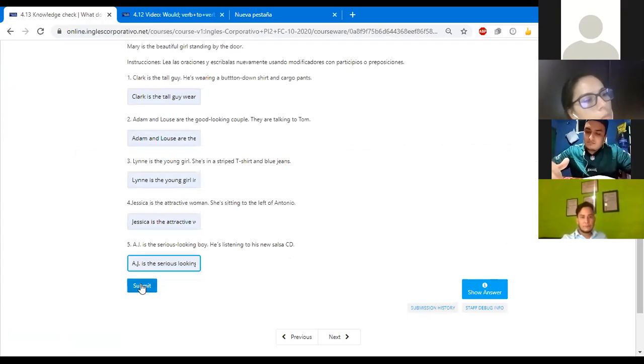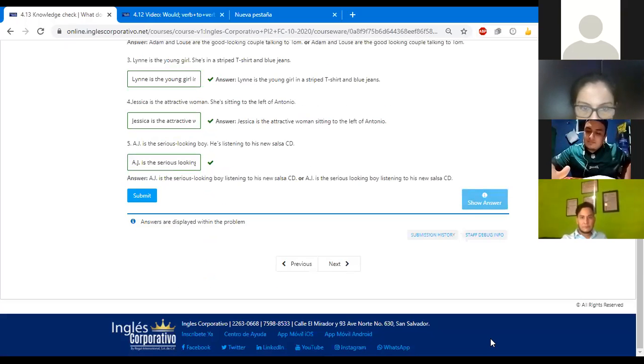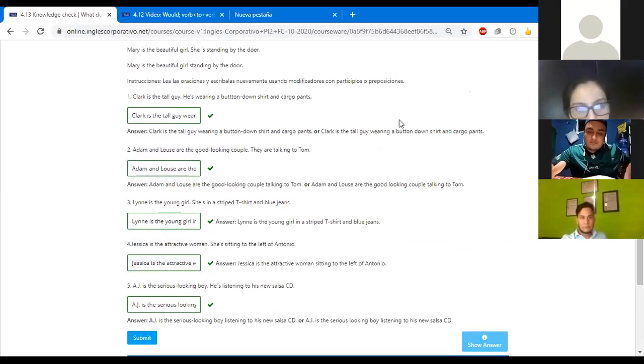This was the one we had. Veamos. Where is the tall guy wearing? Hay que tomar en cuenta. Buena pregunta. Vamos aquí. Pues mire, aquí dice. ¿Hay algún detallito? El punto al final. Clark is the guy wearing a button-down shirt and cargo pants. El punto lo tiene. Period, entonces. Si no tiene el period, se lo va a tomar mal. Okay, let me see. Lo tiene.